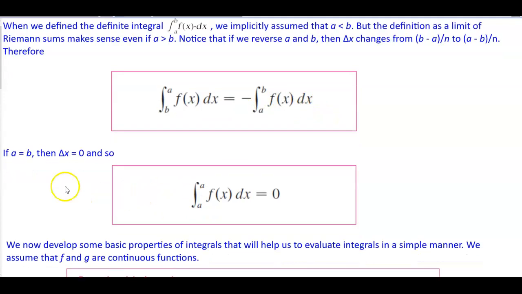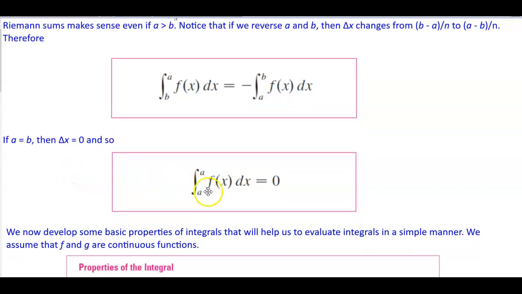Now, if a is equal to b, meaning that the upper and lower limits are the same, then delta x is going to equal 0. And so if we have an integral that has the same upper and lower limits, it's going to equal 0. So again, these properties are important to look at when you're going through some of your problems.